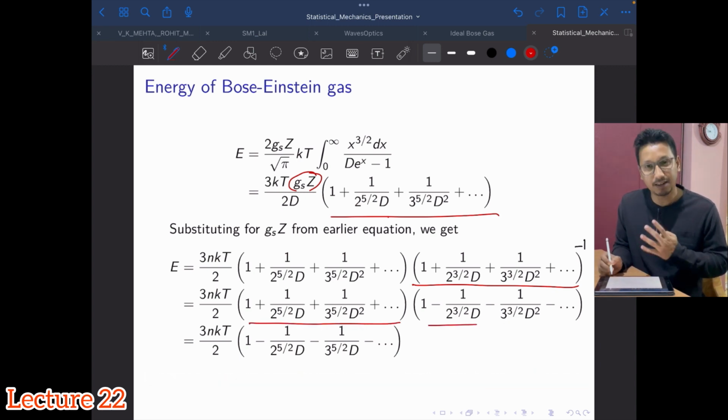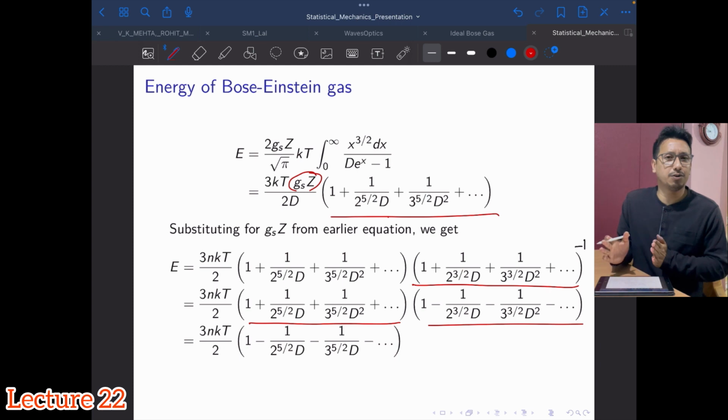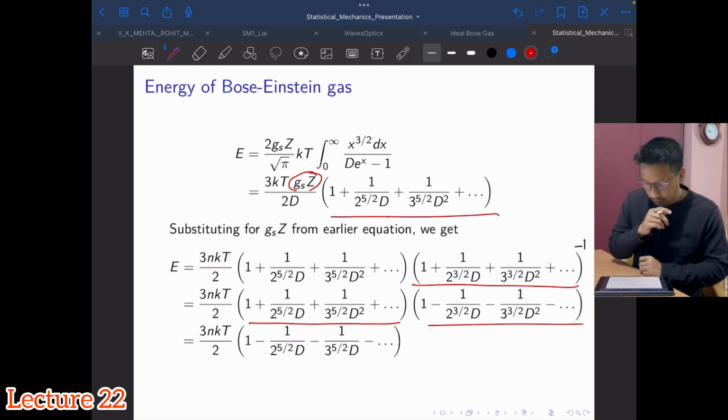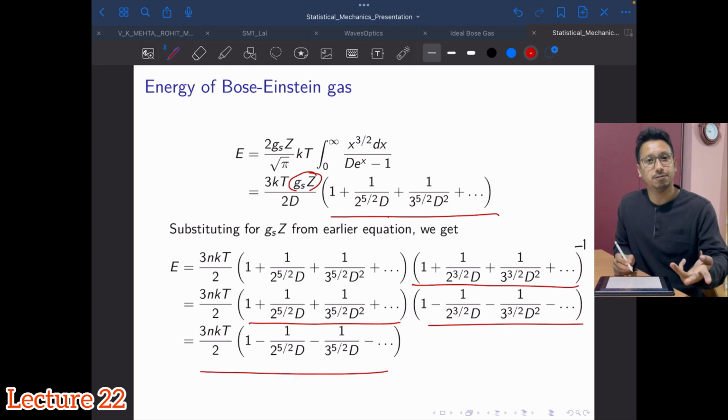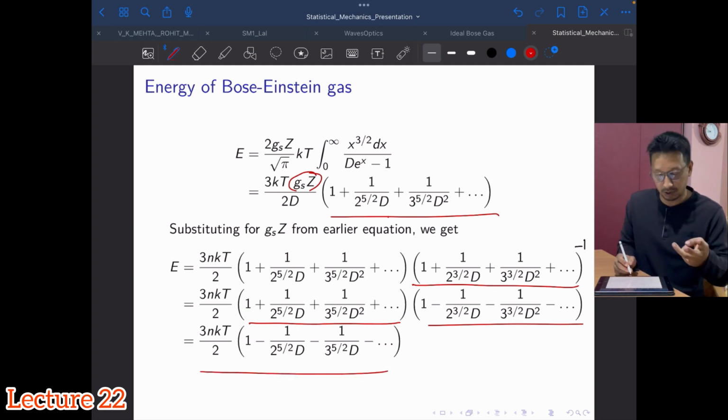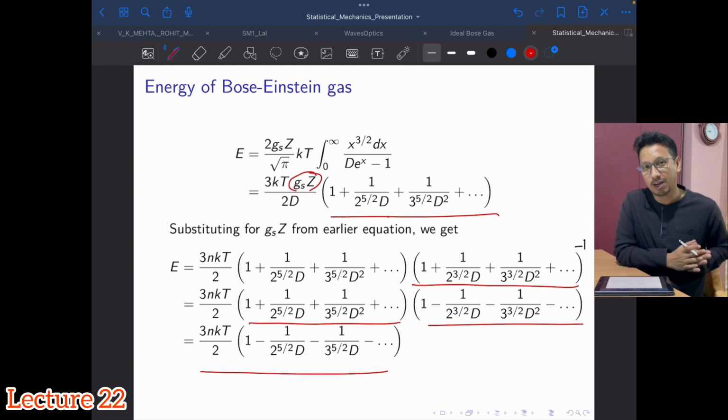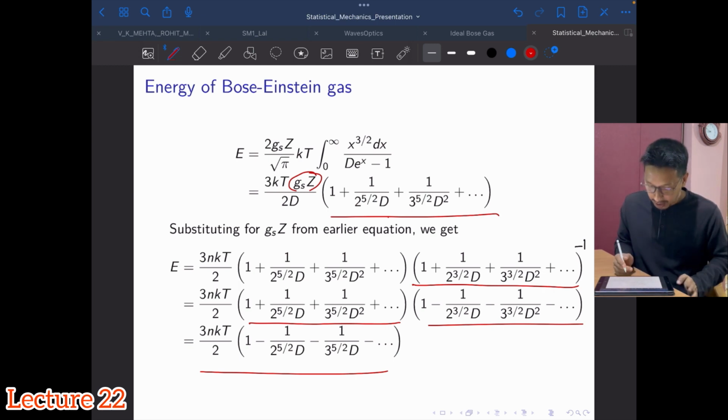Now both are infinite series, so these are products of two infinite series. What you have to do is just calculate a few terms, then you will know. I leave it to you to find out that this is indeed true for at least the first 2 or 3 terms. I have calculated it, so that's why I have written it out. If you need, I can give you the PDF.